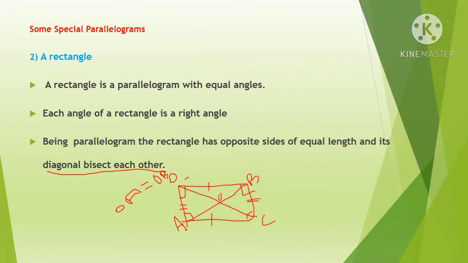Some special parallelograms. The second one is a rectangle. Do you remember, children, in the last session we learned about a rhombus? What is a rhombus? In a rhombus, all sides are equal in length.